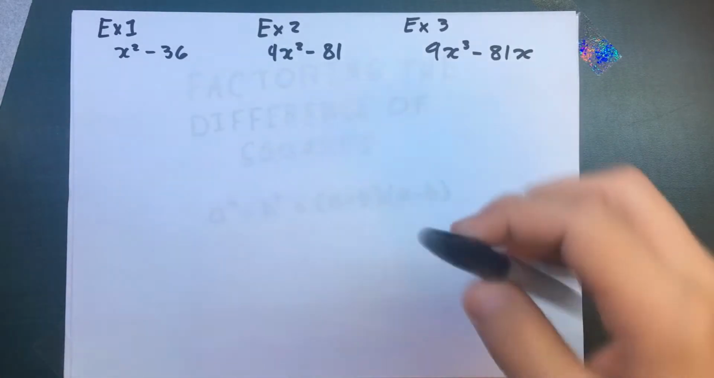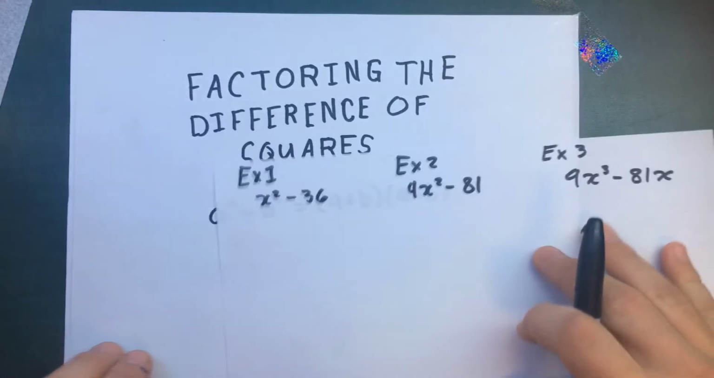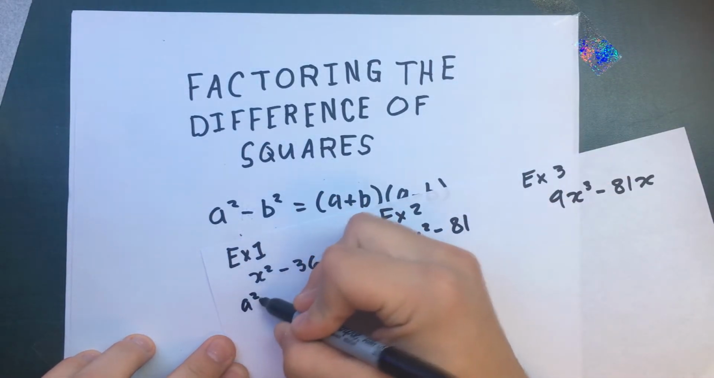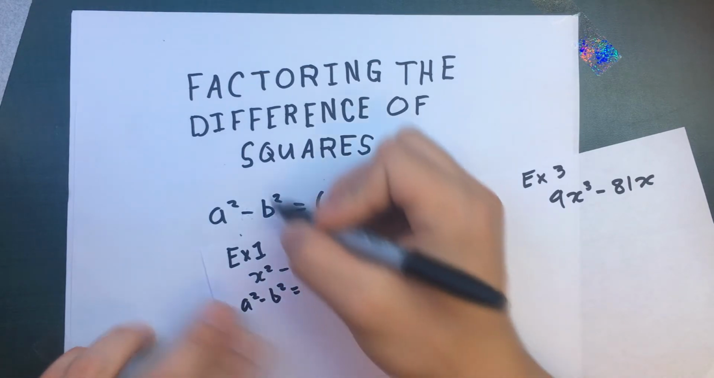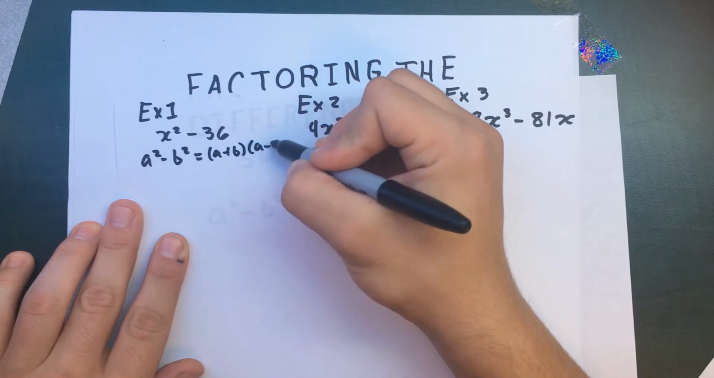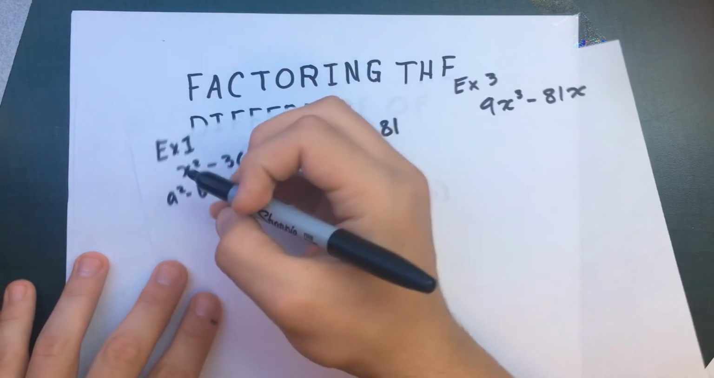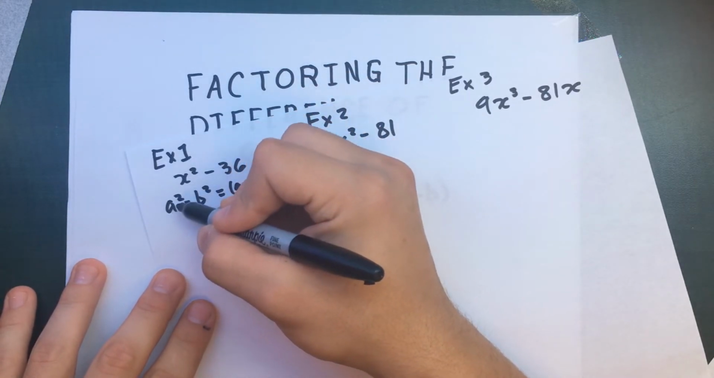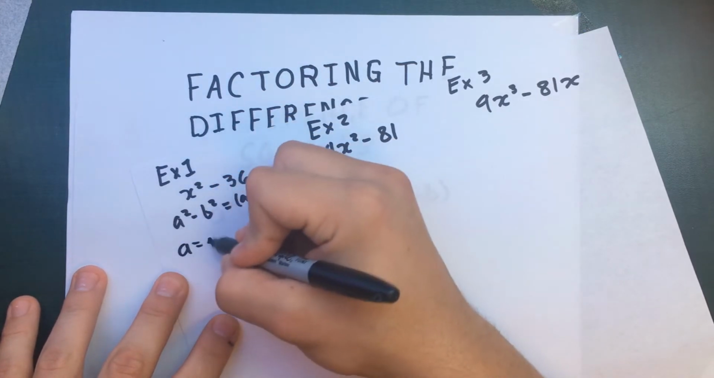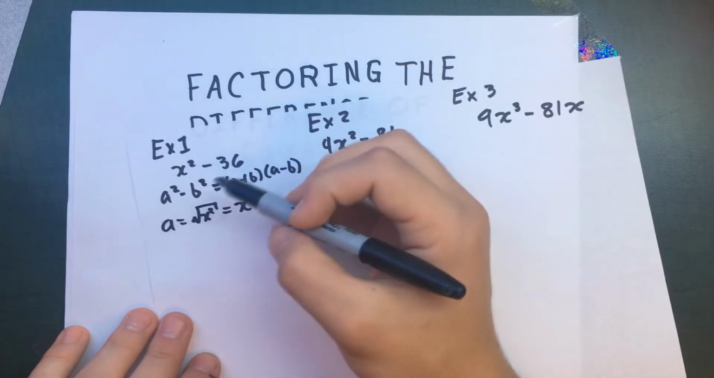In example number 1, we have x squared subtract 36. If we use our general difference of squares formula, we know that a squared subtract b squared is equal to a plus b times a subtract b. So we know that x squared is equal to a squared. And to solve for a, we can take the square root of a squared, or in this case, x squared. So a is equal to the square root of x squared, which is equal to x.